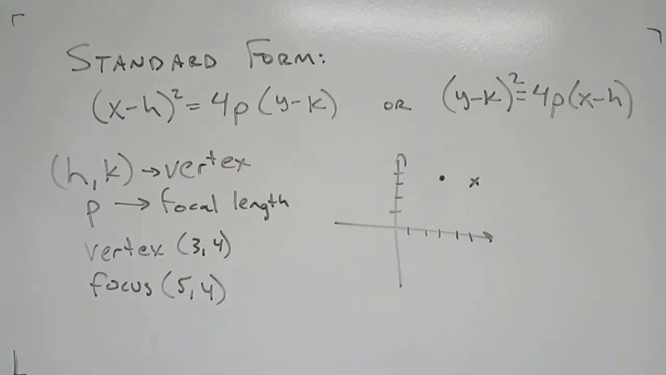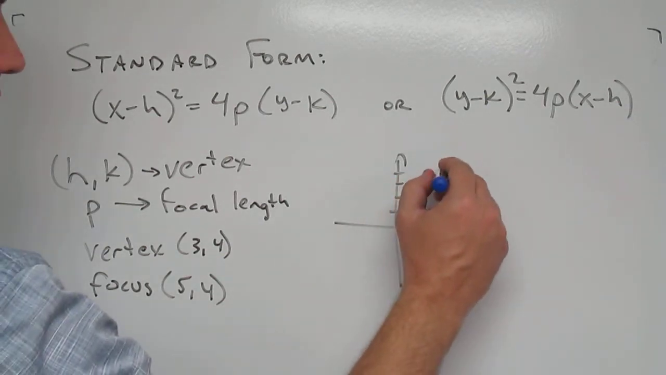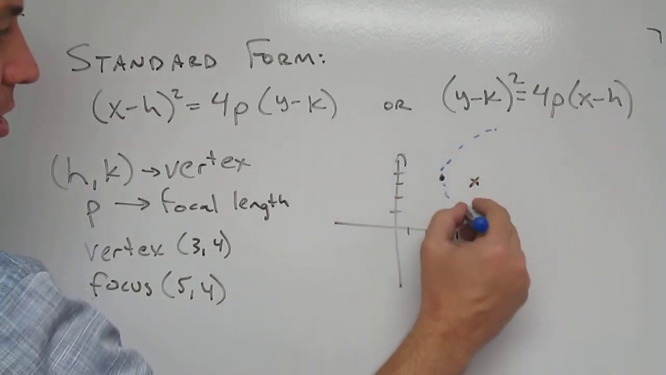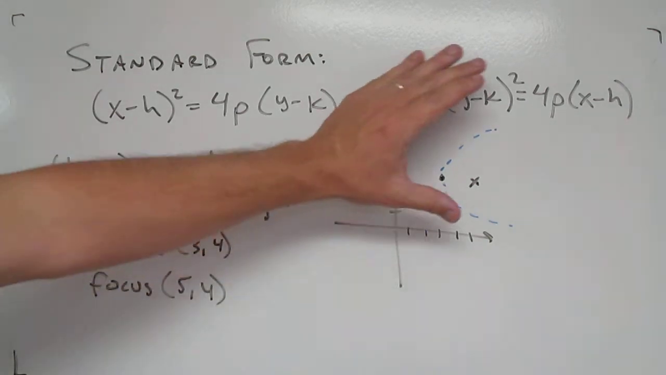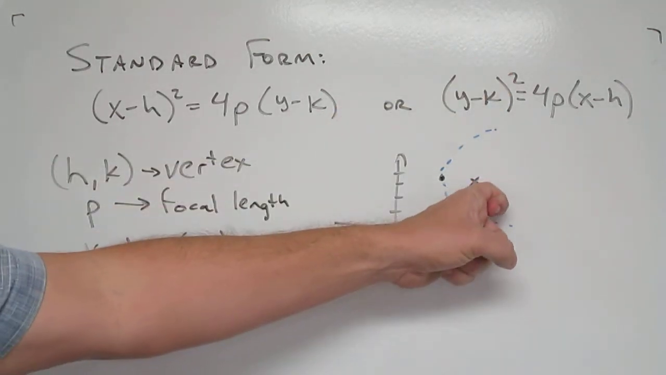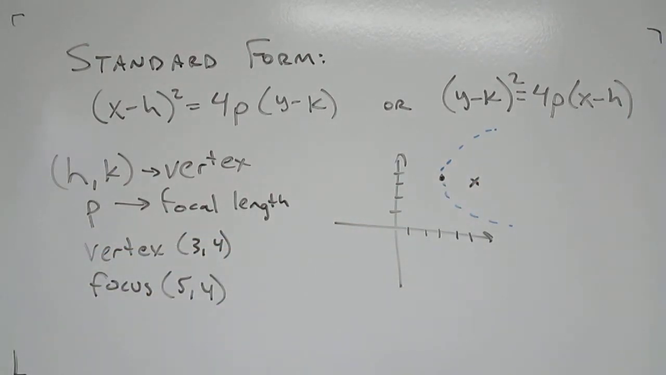The focus is always going to be inside the parabola. So I'm going to do a quick sketch in blue of what I think this thing's going to look like. But I'm not sure how wide it is, and I'll get into that later. But the parabola has to open this way because the focus is always going to be inside.